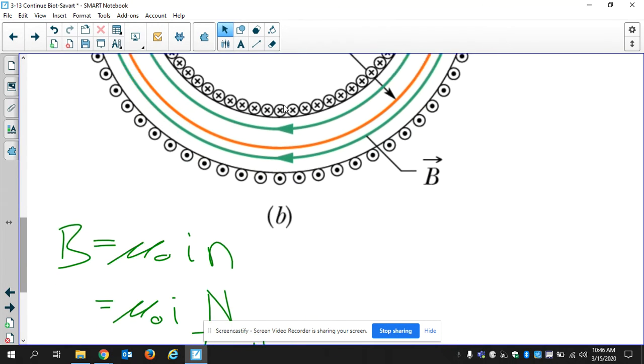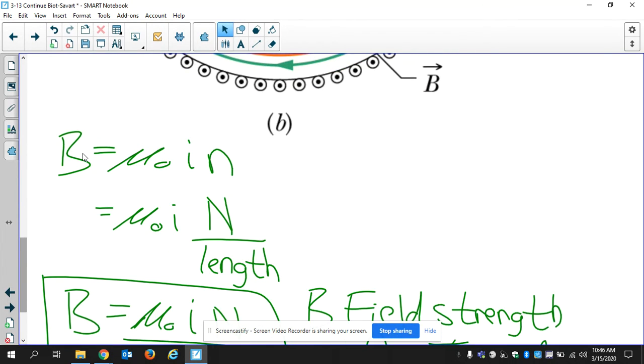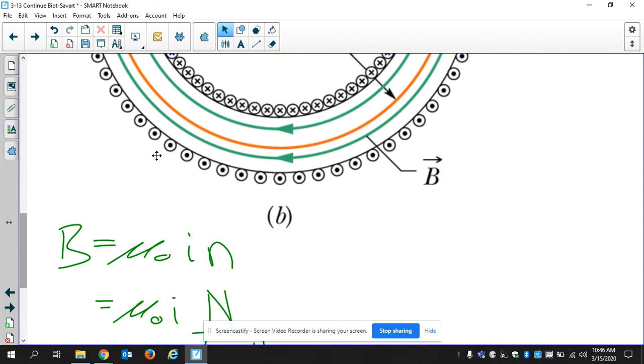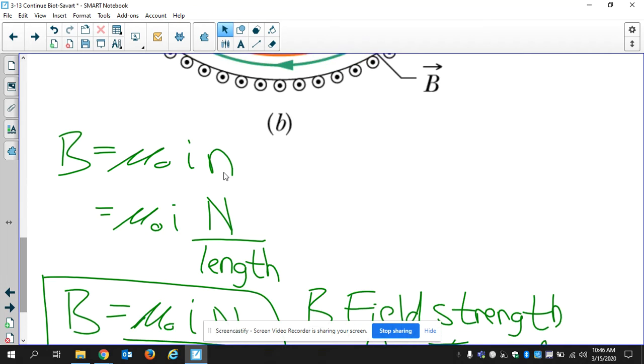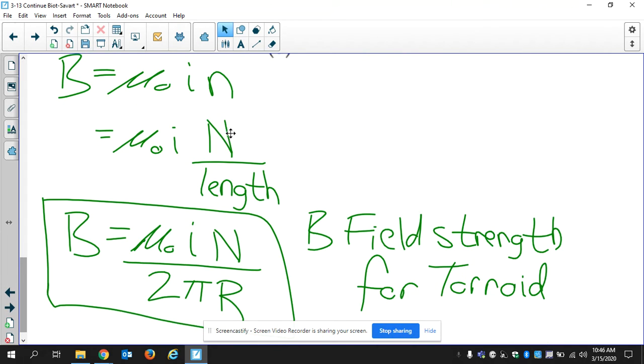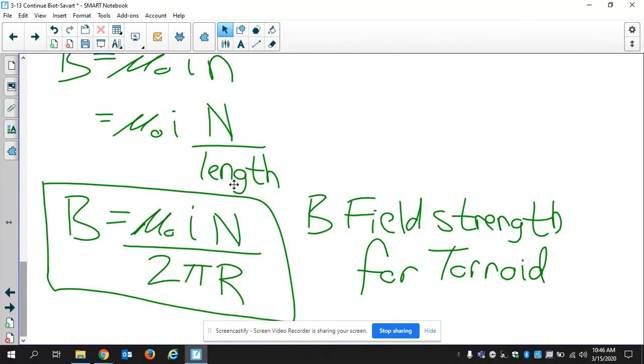And looking at this, the equation for a solenoid, which we just saw, is the magnetic field in here. These green arrows would be mu naught I times little n, which is the number of turns per unit length. So that is the number of total turns divided by the length. In this case, the length, as we go around, is a circle. And so that's why the equation for a toroid is effectively the same as a solenoid, but divided by 2 pi r, where B field is the strength of the magnetic field in a toroid.